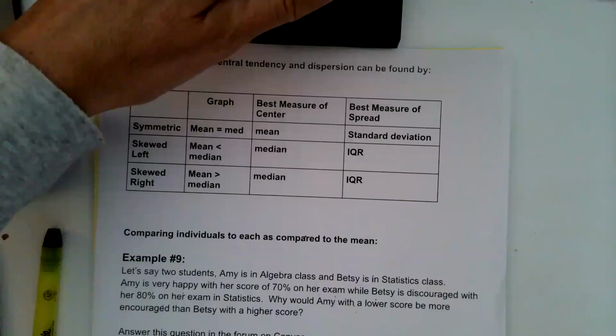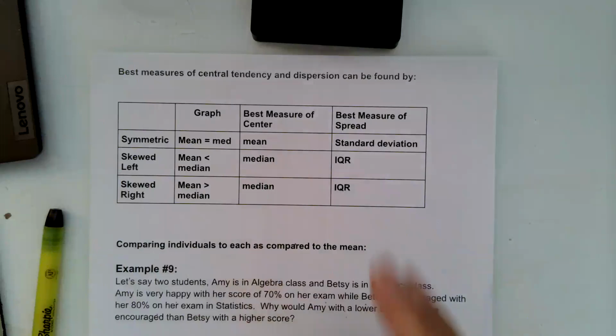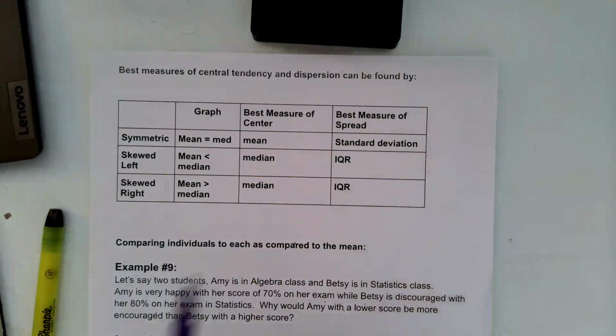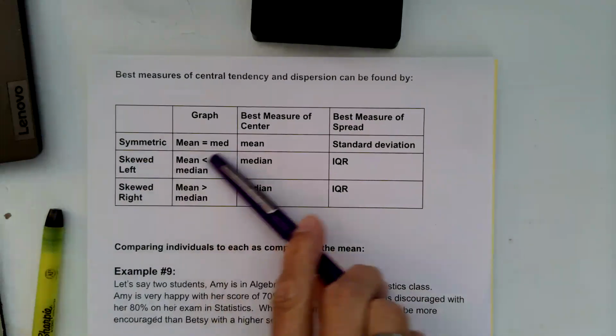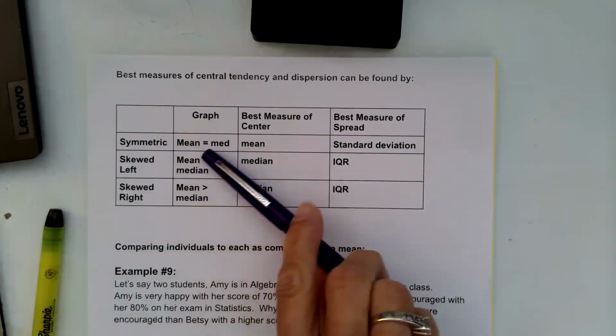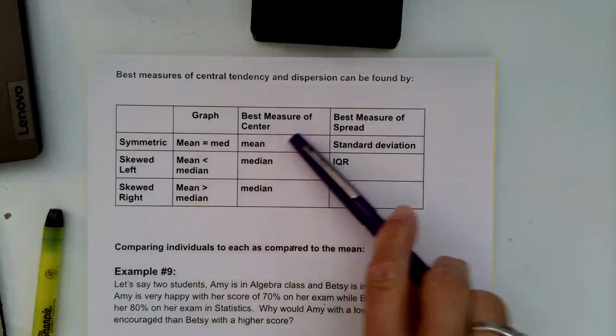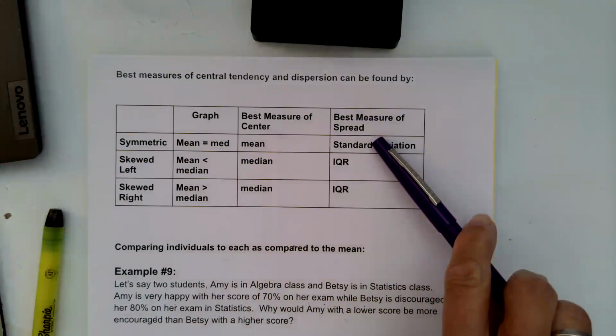How do we decide what our best measure of center and spread are? This is going to be our typical way to decide that. If our data is symmetric, then we can see numerically and on our graph that our mean and our median are about the same. In that case, the mean and the standard deviation are going to be the best measure of center and the best measure of spread.